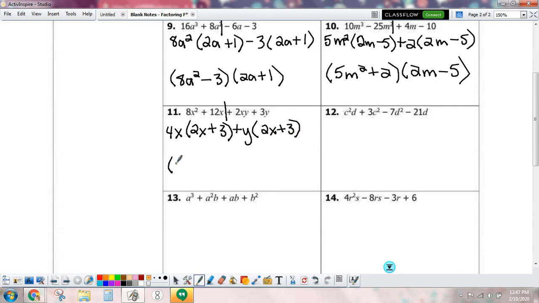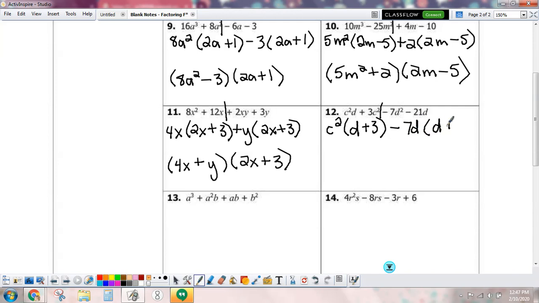So in my first set of parentheses, I have 4x plus y. My second set, I have 2x plus 3. All right, for 12, you're going to go ahead and try that one. Pause it, press play when you're done. My common factor here is c squared, and then I have d plus 3. And then for the second half, my common factor is negative 7d, and then I'm left with d plus 3. So I get c squared minus 7d, and then d plus 3.